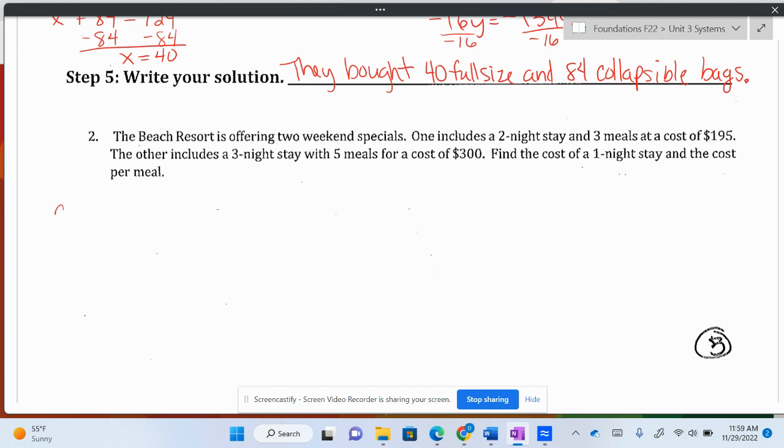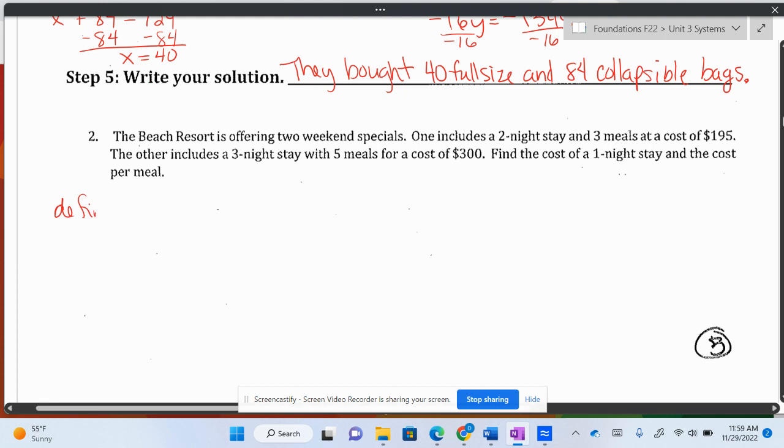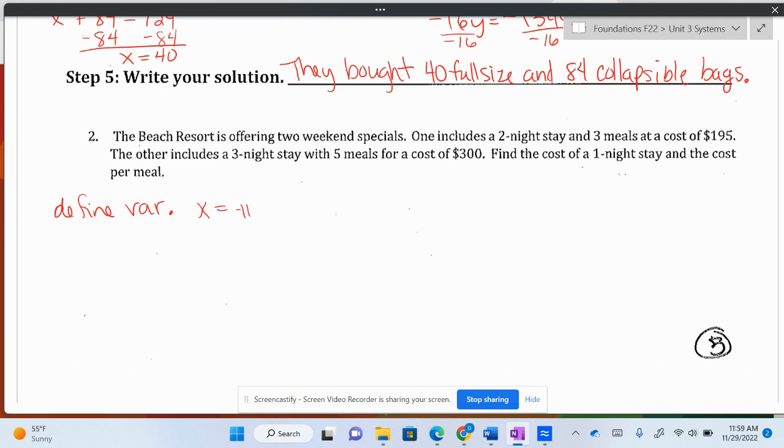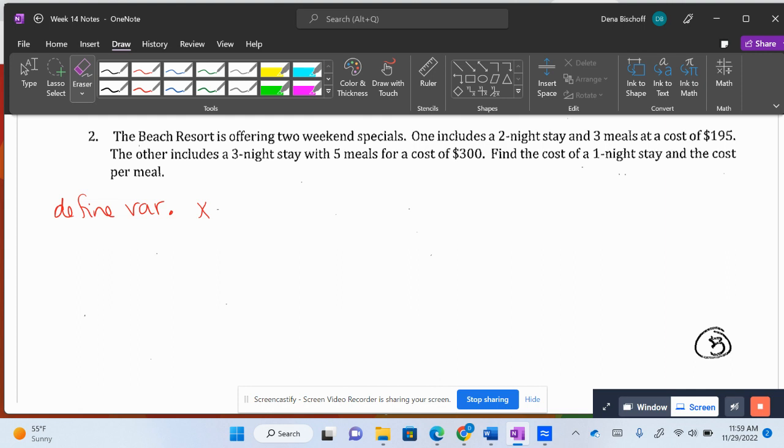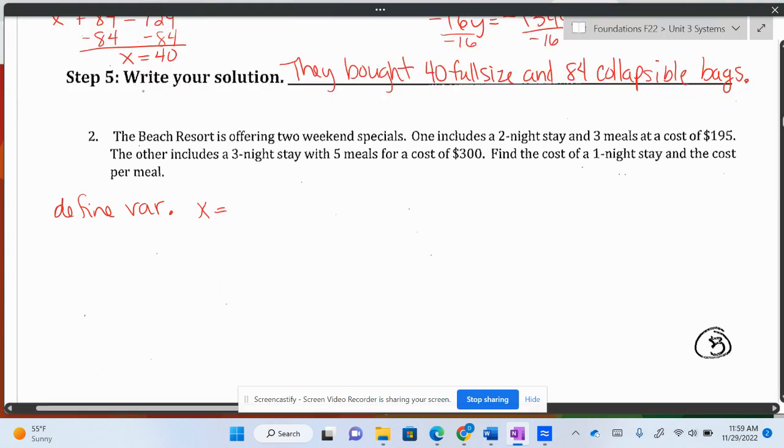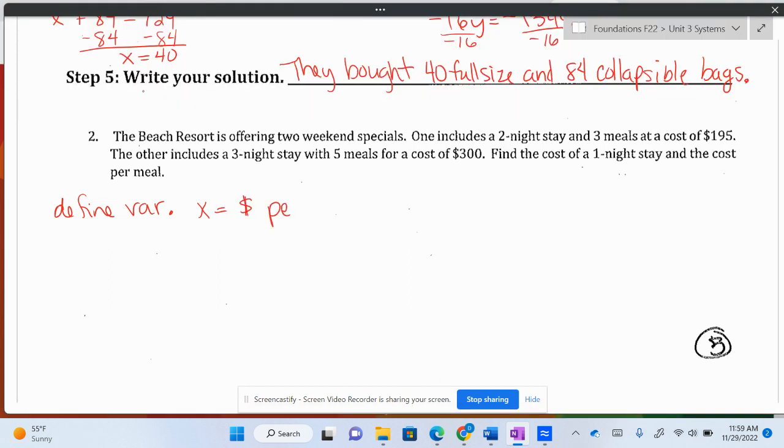Okay, so we need to define our variables. So I'm going to write define variable. So let's let x equal, what do you want x to equal? How about not the number of, but the cost per night? We're trying to figure out the cost, right? So can we let x be the cost per night? Because we have stays and we have meals. Y can be the cost per meal.